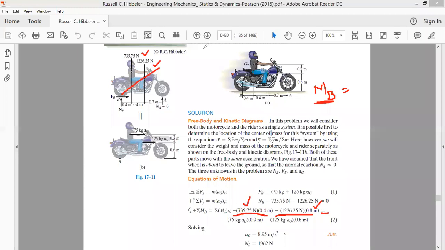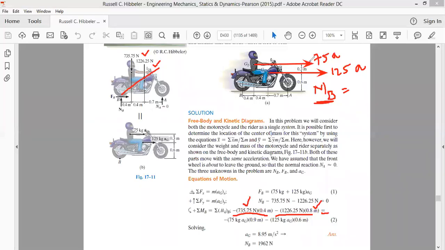The forces which are because of acceleration are the force acting on G2 and the force acting on G1. The force acting on G2 will be equal to the mass of the rider, that is 75, multiplied by its acceleration, that is A, and the force on the motorcycle will be its mass, that is 125 kg, multiplied by its acceleration. Okay, now let's take the moment because of these forces.